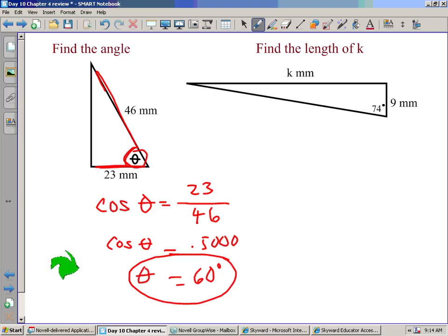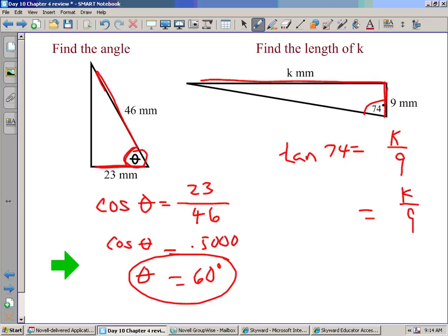On the problem on the right, now I have this angle. I have the side adjacent and opposite. So that means I'm using the tangent and I have the angle, so I put it in there. Side opposite is K. Side adjacent is 9. Now I simplify, and I can't simplify anything on the right, so I leave it. I can find the tangent of a 74-degree angle, and that equals 3.4874.